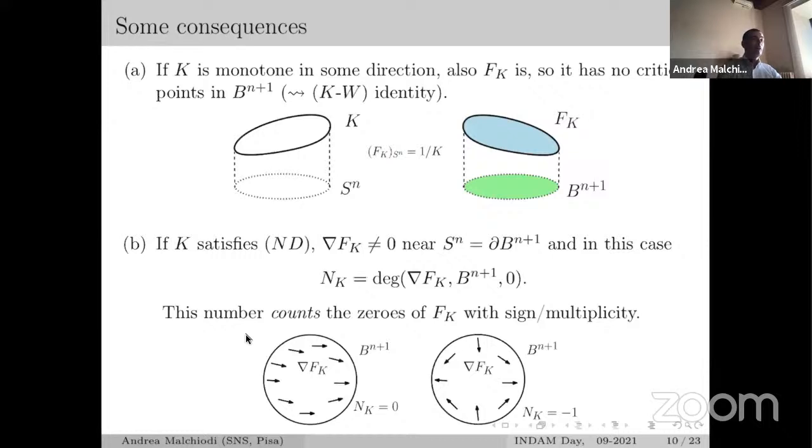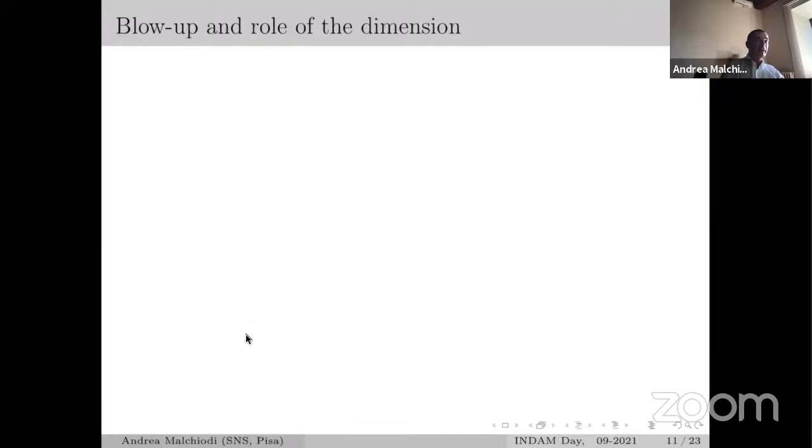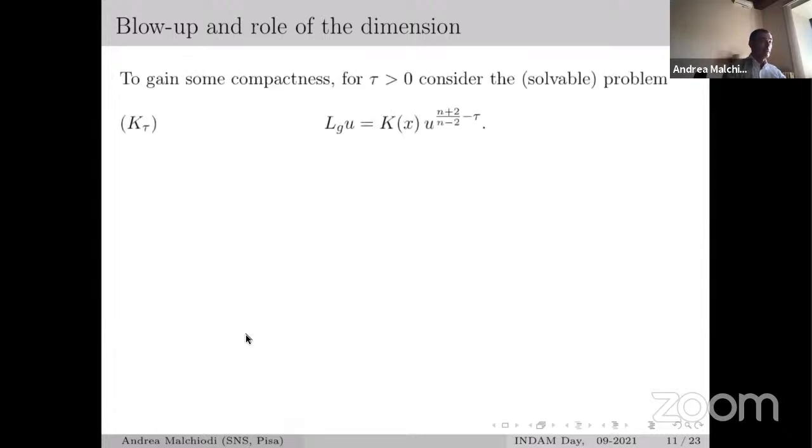I have tried to explain the role of this index condition, but I have not explained yet the role of the dimension, because the result I stated before was only valid in dimension 3. So what's special about 3 dimensions? There is a classical strategy. The problem is non-compact, and there is a trick to try to compactify it. For a small positive parameter tau, I consider this equation, which is a compactification of the previous geometric equation. I just lower the exponent by this little tau with a minus sign, and I call the equation k tau.